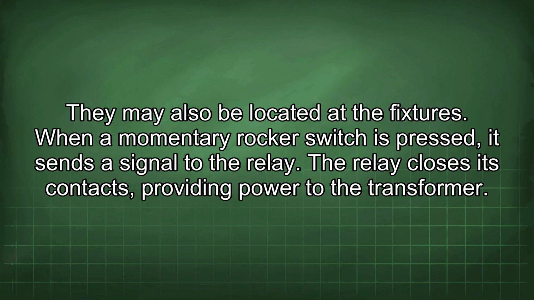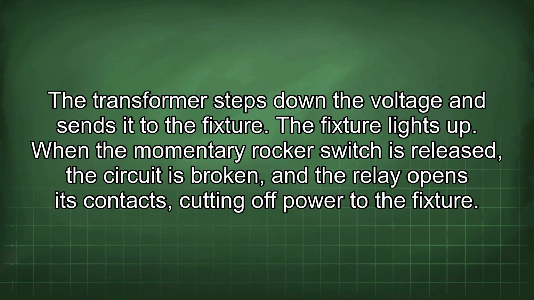When a momentary rocker switch is pressed, it sends a signal to the relay. The relay closes its contacts, providing power to the transformer. The transformer steps down the voltage and sends it to the fixture. The fixture lights up. When the momentary rocker switch is released, the circuit is broken and the relay opens its contacts, cutting off power to the fixture.